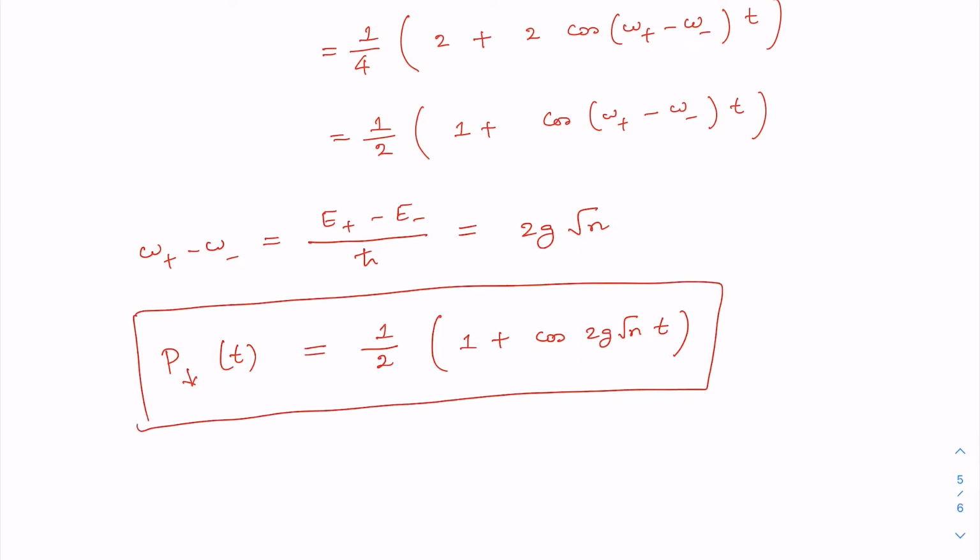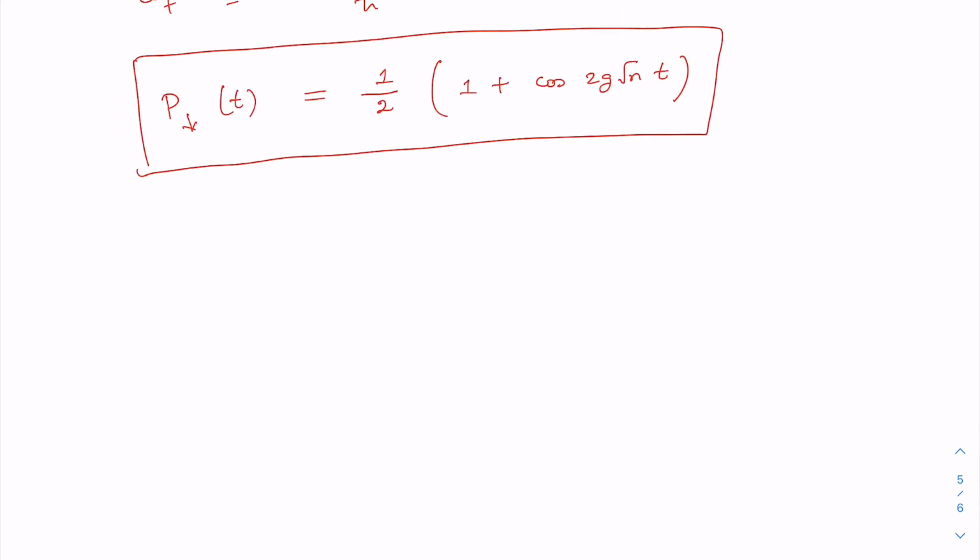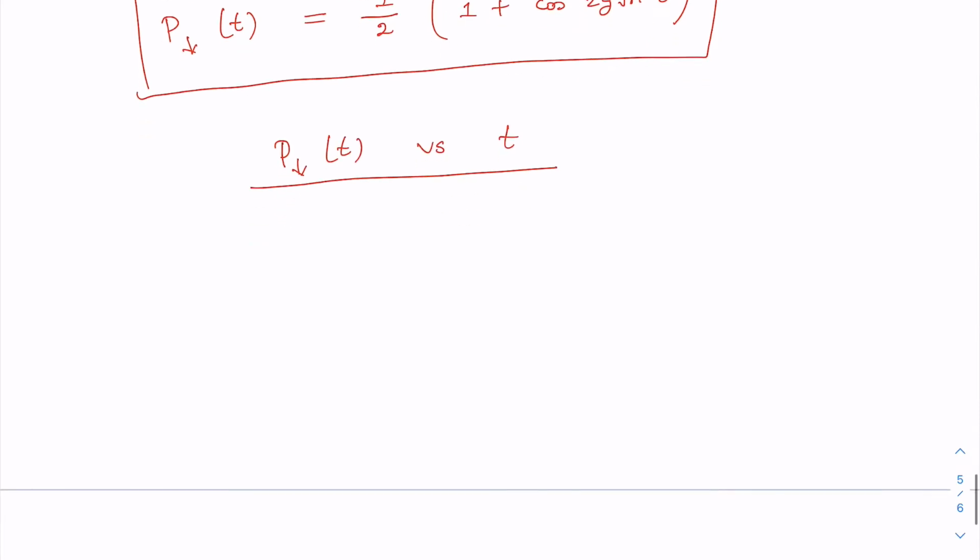Okay, now let me plot this probability versus time. So probability we are going to plot on the y-axis, because it is probability. The minimum value should be 0 and the maximum it can attain is 1, and on the x-axis let us put time. So this is going to give a clear understanding of what's going on.